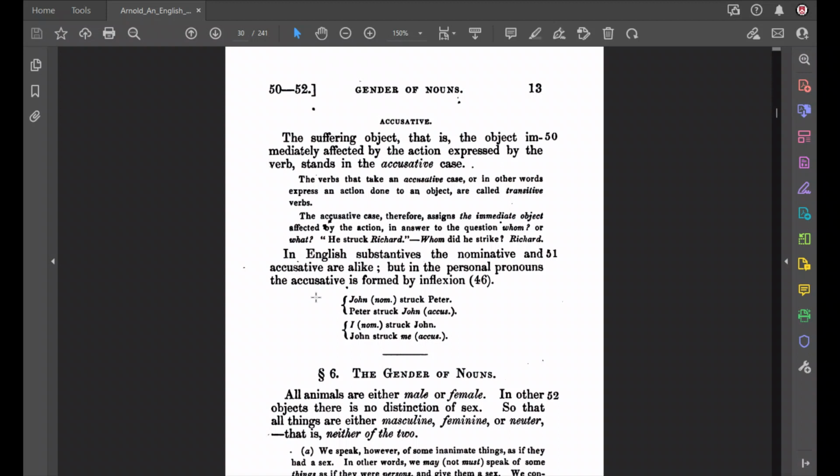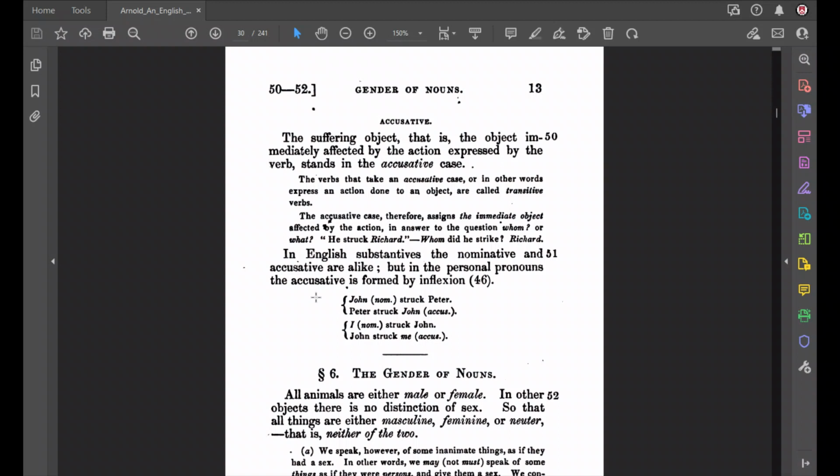Remember? There's something special about the genitive case? The genitive case is the only case that actually changes the form of the noun. Okay? By adding the apostrophe S, the genitive case is the only case that actually changes the form. There are other cases, but the other cases just express relations. They don't actually change the form of the noun. The next case is the accusative case. Article 50.